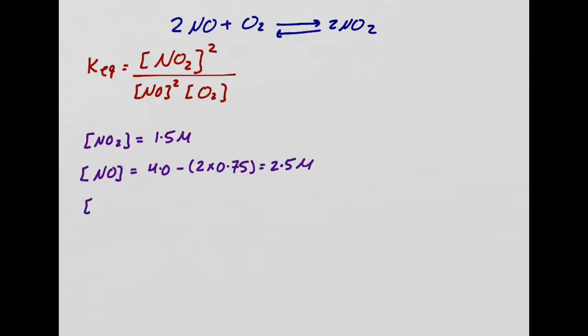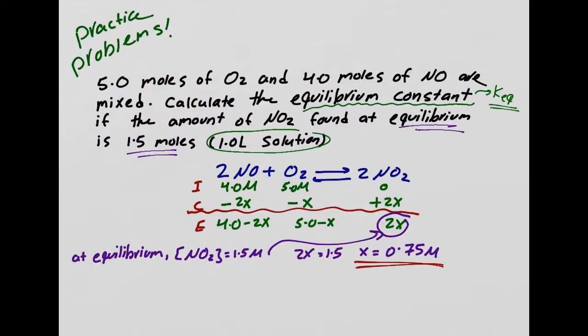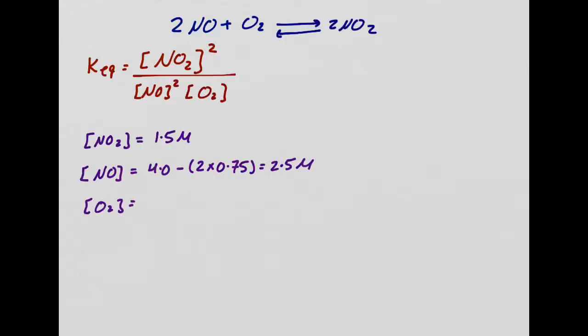I'm going to do the same thing for the O2 concentration. If we come back over here, the O2 is what? 5.0 minus X, would be 5.0 minus 0.75. I get 4.25 molar. These are all the concentrations in molarity. So all I have to do is plug it in, right?